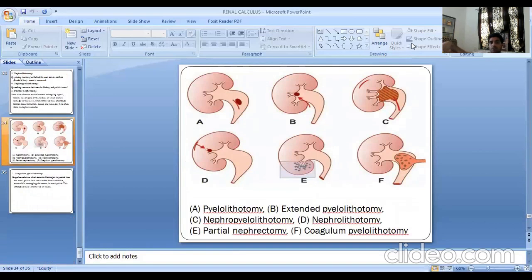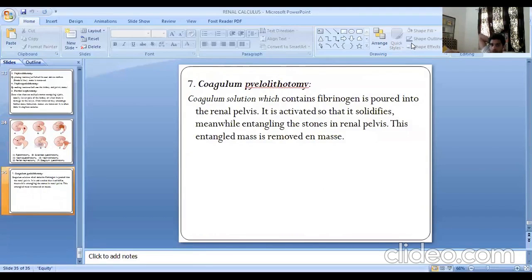In this diagram, you can see surgical procedures: pyelolithotomy, extended pyelolithotomy, nephrolithotomy, partial nephrectomy, and coagulum pyelolithotomy. Last and final procedure, coagulum pyelolithotomy. Coagulum solution, which contains fibrinogen, is poured into the renal pelvis. It is activated so that it solidifies, entangling the stone in renal pelvis. This entangled mass is removed. This is all about the treatment of renal stone.